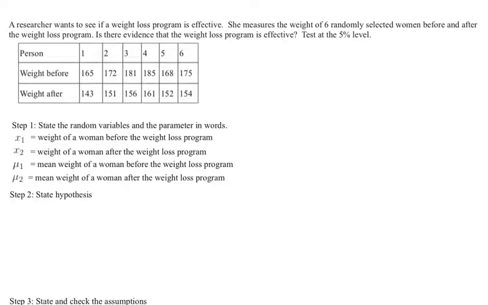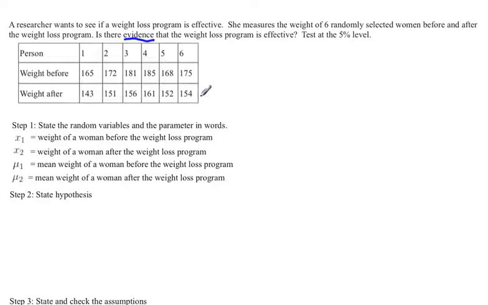So the first question you have to ask yourself is, is this a hypothesis test or a confidence interval? Since it talks about "is there evidence," that is what you look for to see that it is in fact a hypothesis test. Then you want to see if it's one sample or two sample. It talks about selecting women before and after, so that looks like there are two samples, plus you can see there are two data sets. So there are two samples here.